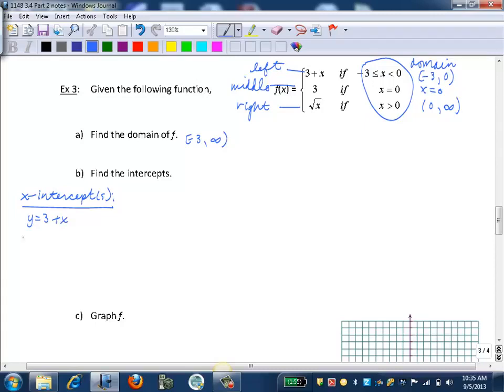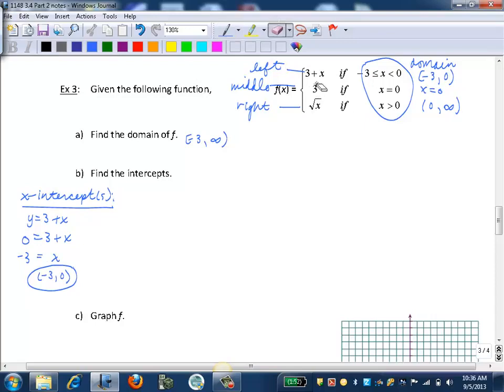So if I put in a 0 for my y and solve, I get an x value of negative 3. So that means this line, 3 plus x, crosses the x-axis at negative 3. So we want to see, does this piece of the line include the x value negative 3? Well, yes, it does, because that's actually the left boundary. So that means that this left piece will have an x-intercept at negative 3, 0. So there's one of our intercepts.